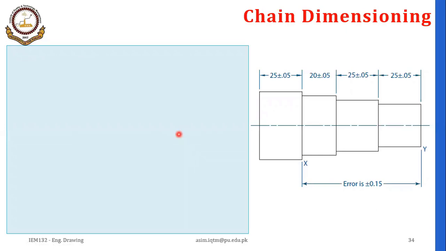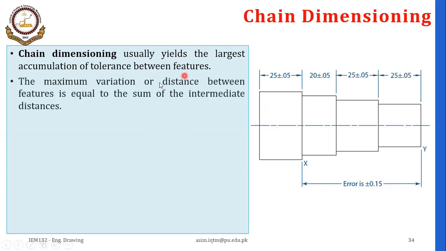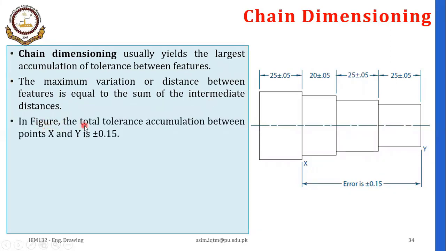First one is chain dimensioning. Chain dimensioning usually yields the largest accumulation of tolerance between the features. The maximum variation or distance between the features is equal to the sum of the intermediate distances. In the figure, the total tolerance accumulation between points X and Y is 0.15 plus minus 0.15.